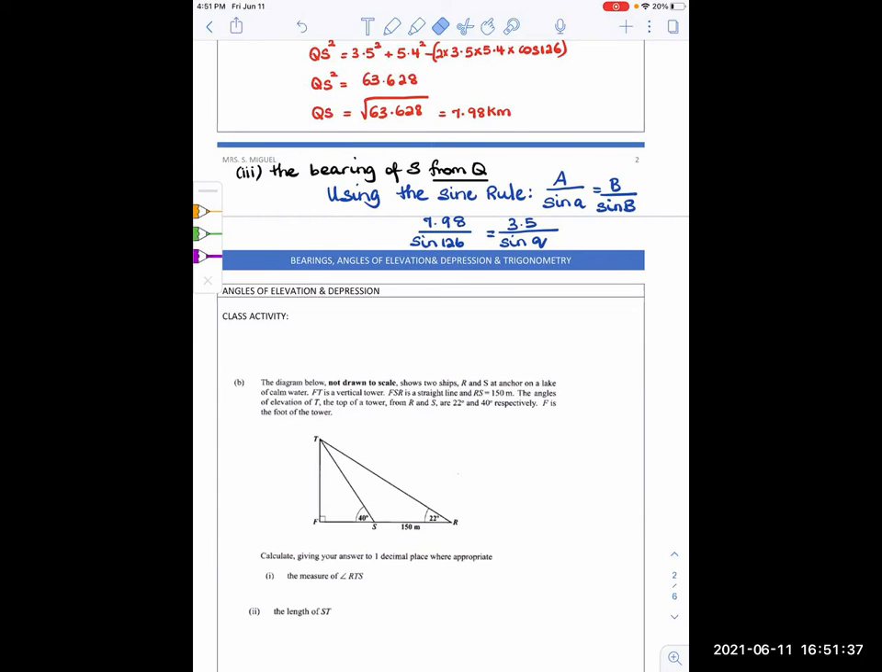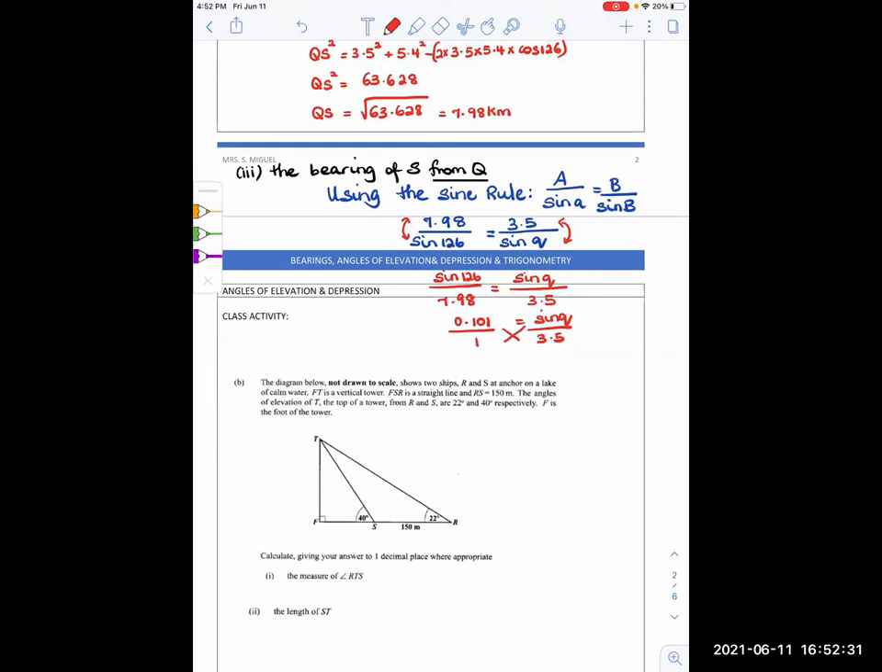So the first thing you're going to do, you're going to flip both sides of the equation, if we want sine Q to be in the numerator. So sine Q over 3.5 is equal to sine 126 over 7.98. And work out sine 126 divided by 7.98. And then you multiply that by 3.5 and you find sine inverse of that. So sine 126 divided by 7.98 is 0.101, which is equal to sine Q over 3.5.